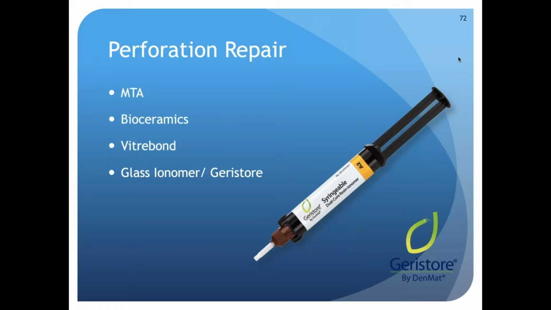Vitrebond is always an option if we don't have anything else, or glass ionomer, especially and specifically Geristore. Endodontists like this. There's some studies that show that you actually get fibroblast attachment to the Geristore, so that's kind of the gold standard if you're going to use a glass ionomer for a repair of a perforation.